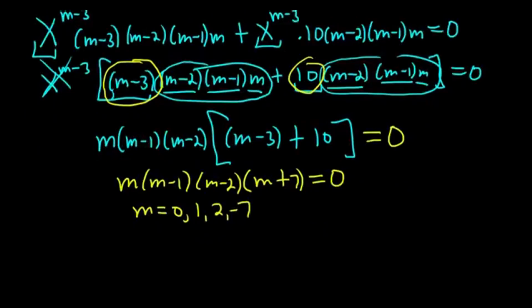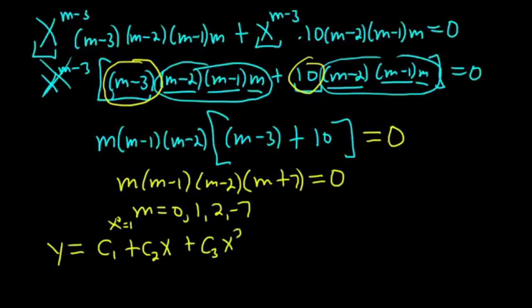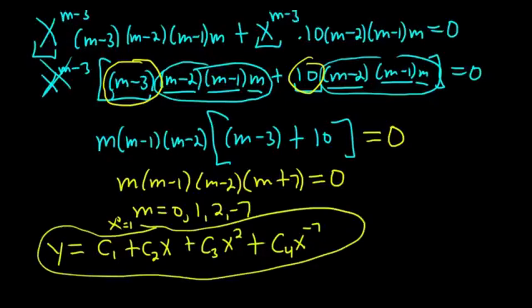So the final answer to this problem would be y equals c1 times x to the 0, but x to the 0 was 1, so I won't write it, plus c2 times x to the 1, which is just x, plus c3 times x squared, kind of cool, plus c4 x to the negative 7. So that would be the final answer, and I hope that made sense.